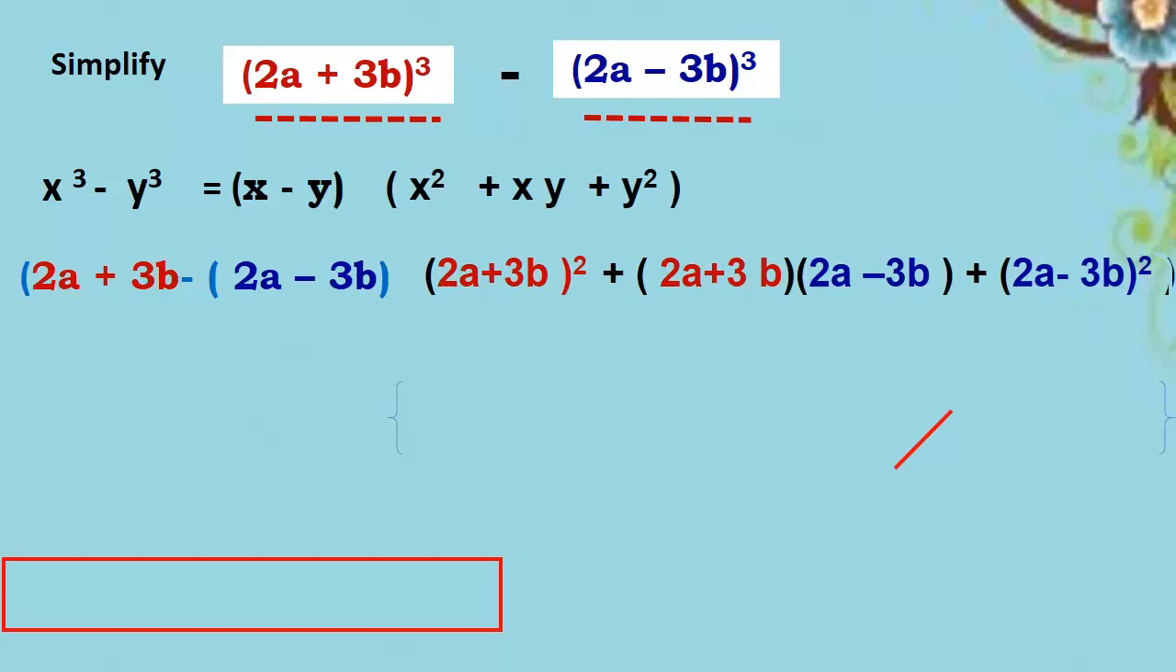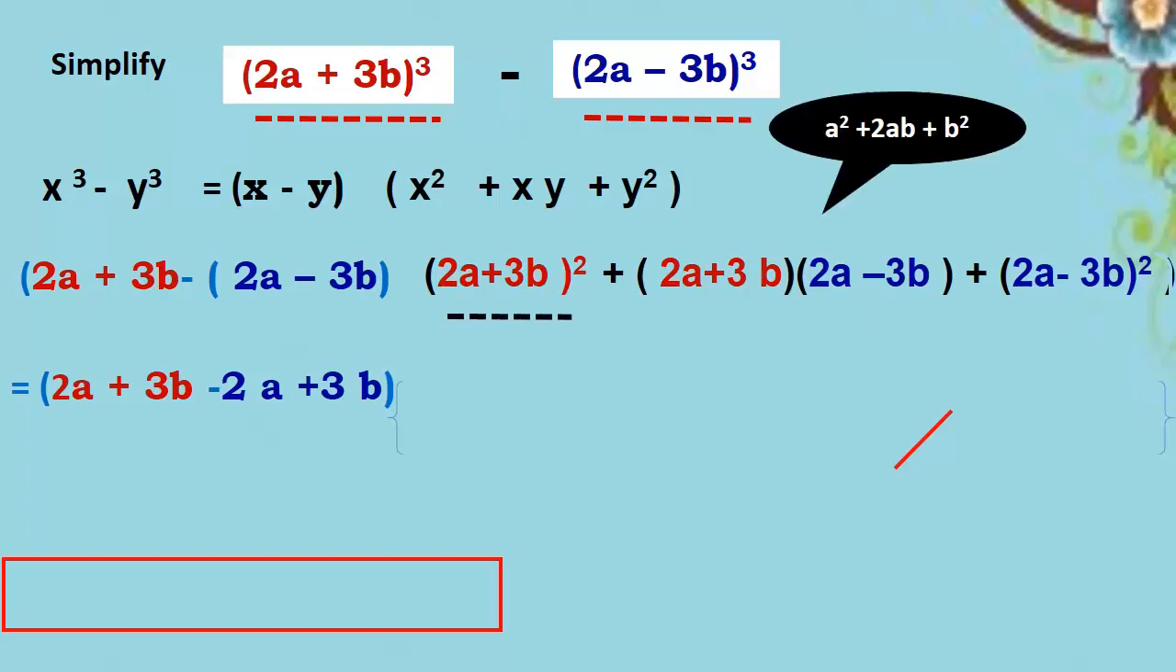This step is very important, children. Now let us solve in the beginning. First open the bracket. So this becomes 2a plus 3b minus 2a plus 3b. Minus into minus is plus. Now (2a plus 3b) the whole square, children, is nothing but (a plus b) the whole square. So just recall your formula and write it down.